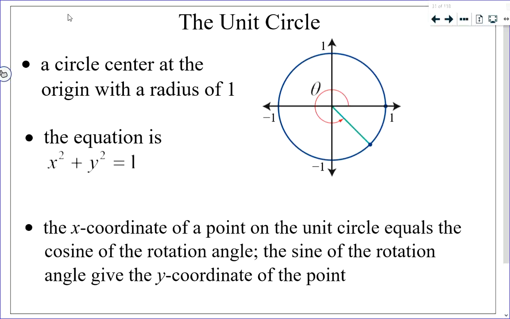That angle, which I've now included in your view, that angle theta in the diagram, is called the rotation angle, and there is a trigonometric connection between that angle and the x and y coordinates of the point where the arm touches the unit circle. The x coordinate of the point is the cosine of the angle, and the y coordinate is the sine of the angle. Now, let's just walk away from that for a bit.